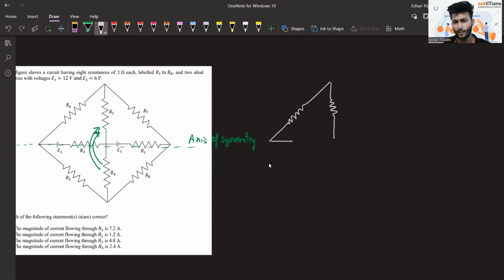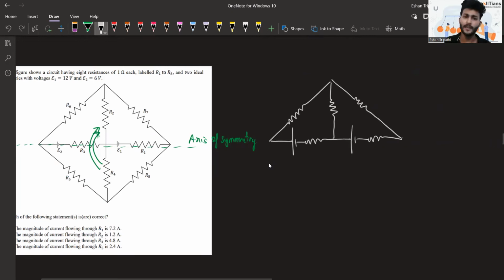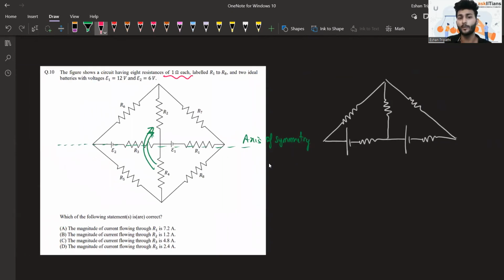Like you can make this out of it. When the lower half is folded onto the upper half, you can imagine, in this question it is given all resistances are 1 ohm each. So this also is 1, this also is 1. So you can imagine when this is folded onto it, it will become 0.5.